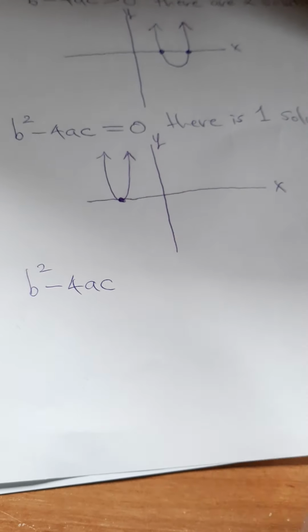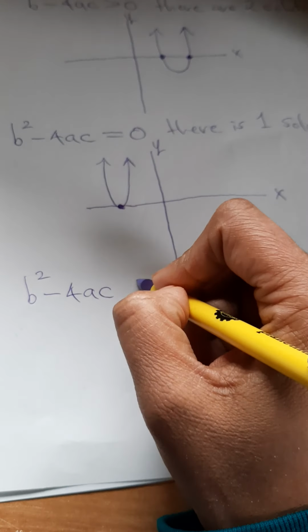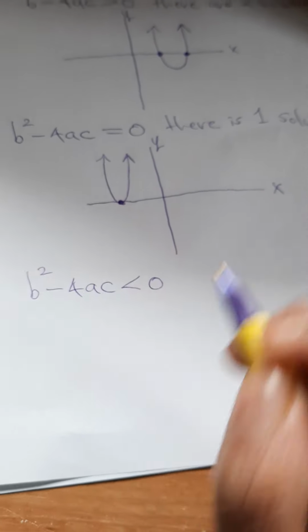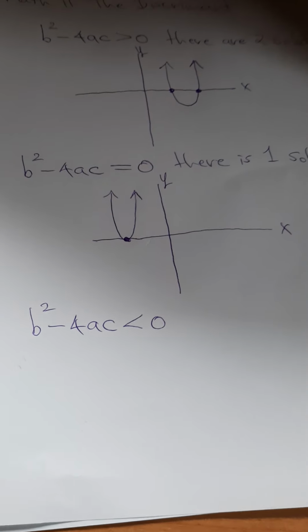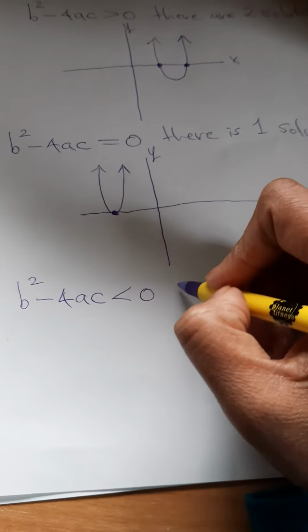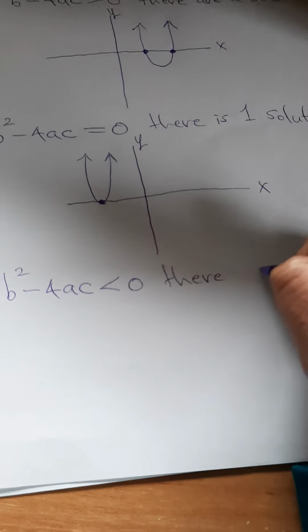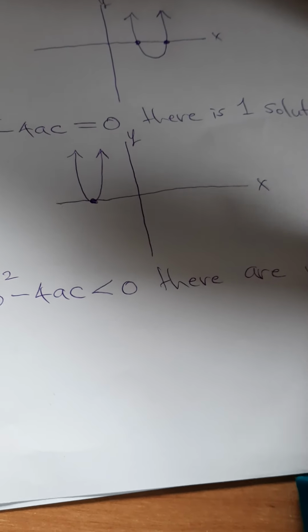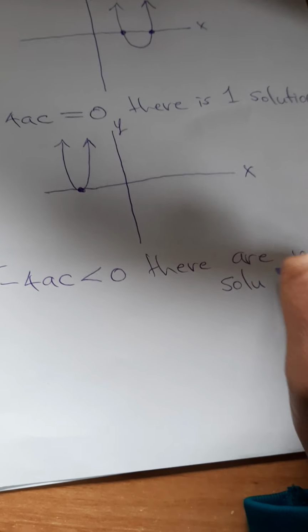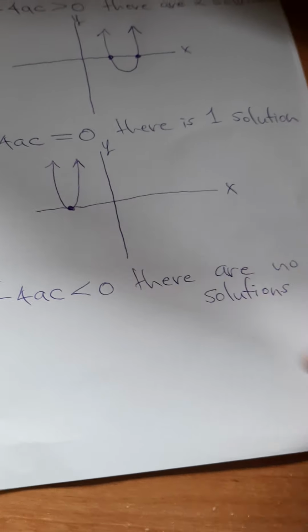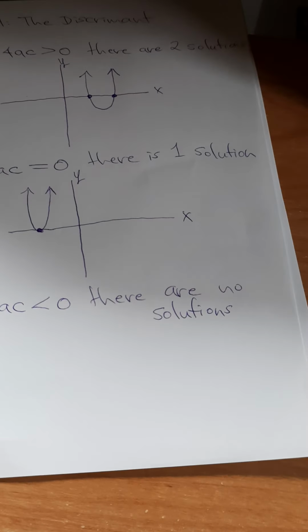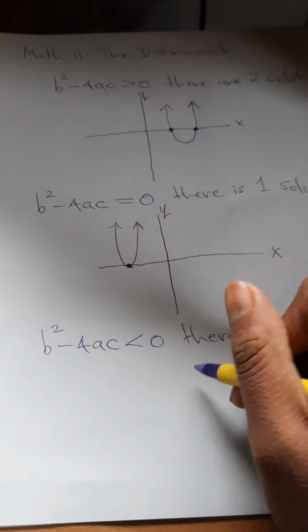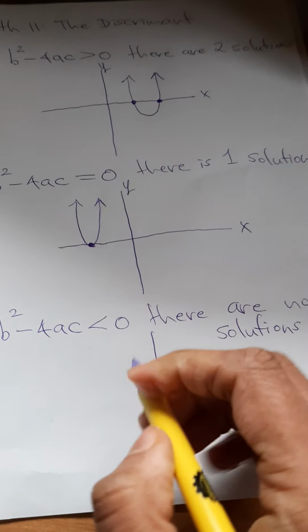Okay, and lastly is my last expression here. So b squared minus 4ac, and it's less than 0, okay? And when it's less than 0 here, there are no solutions. Okay, so can anyone guess how the graph would look here? Let's sketch this one out as well.